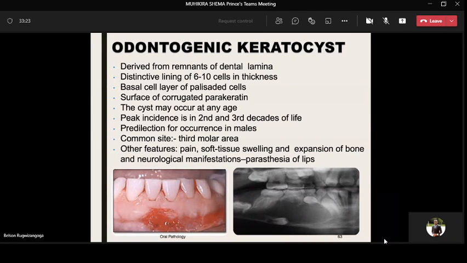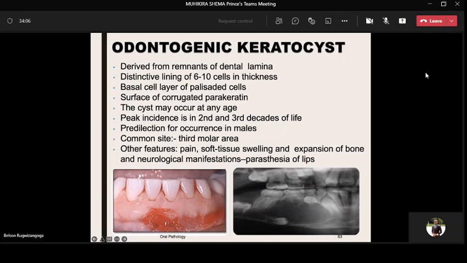It may occur at any age, but it tends to be seen between the second and third decade, from 11 years to 29 or 30 years. Predilection for occurrence is in males. And you understand why we said when I started this part that it is important to say if the patient is male or female, the age and so on. Now we see the reason. The common site is the third molar area. This is also very important. So if you have a patient with a cyst on the third molar area, he's a male around 20 years of age.